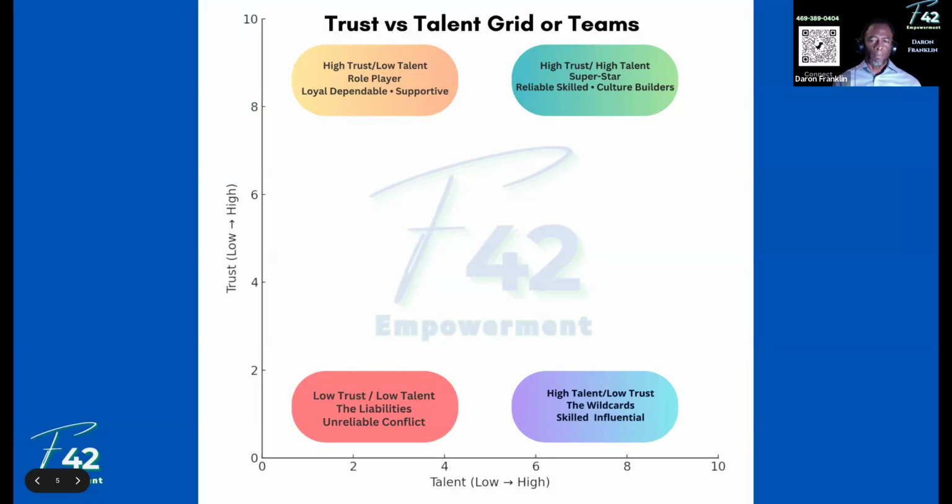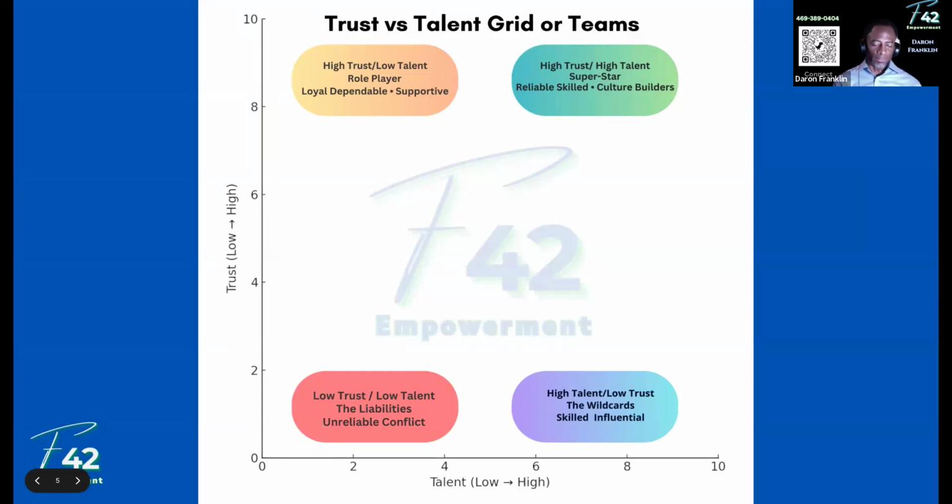So as a leader, obviously, most times we're looking for those high talented, high trust individuals, those superstars, because they're reliable, right? Their skill level is high. And as Coach Troy mentioned about the culture, most times they're builders of our culture, those superstar, high trust, high talent. And the way that we read this grid is on our horizontal axis, those numbers increase toward high talent, and those numbers on the vertical axis increase with our trust.